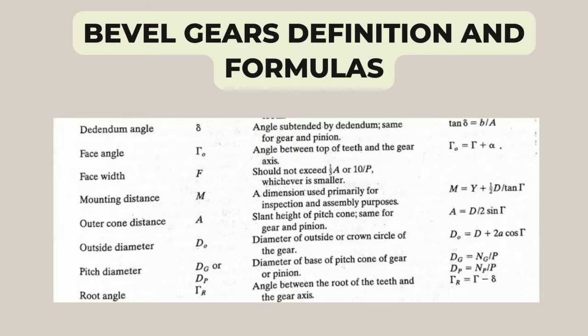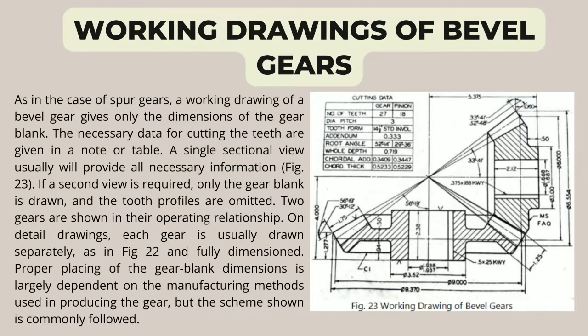Outside diameter is the diameter of the outside or crown circle of the gear. Pitch diameter is the diameter of the base of the pitch cone of the gear or pinion. Root angle is the angle between the root of the teeth and the gear axis. Let us now talk about working drawings of bevel gears.